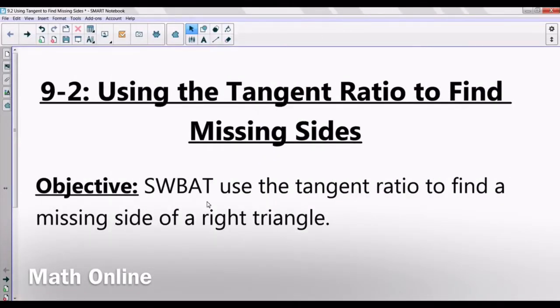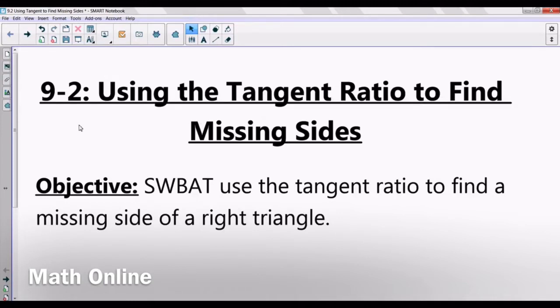I'm Mr. Solis, and on today's video we will talk about using the tangent ratio to find missing sides. So the main objective for today is that students will be able to use the tangent ratio to find a missing side of a right triangle. Similar to what we did in the previous videos, we will be using the tangent ratio to find the missing lengths of a right triangle. So let's get started.